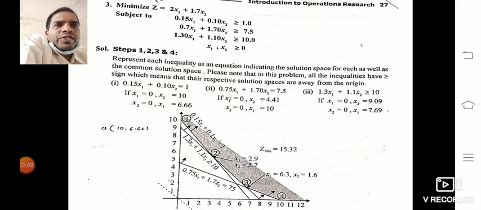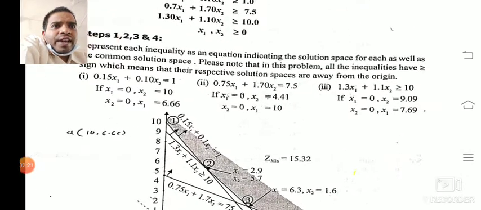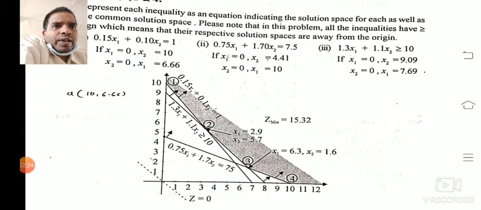Now for the first constraint, x1 is 6.66 and x2 is 10. Locate these and show the arrow mark away from the origin. Similarly for the second constraint, x1 is 10 and x2 is 4.41. Locate x1 along the x-axis and x2 along the y-axis. Similarly for the third constraint, x1 is 7.69 and x2 is 9.09. Show the arrow mark away from the origin.